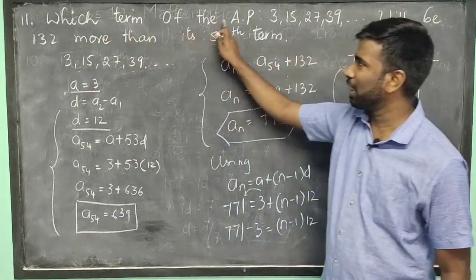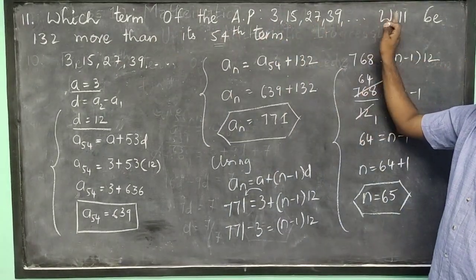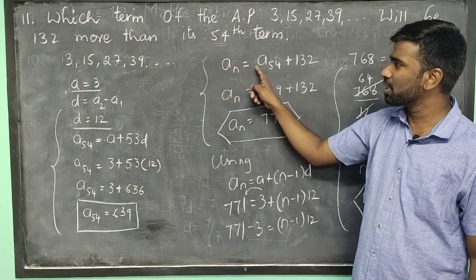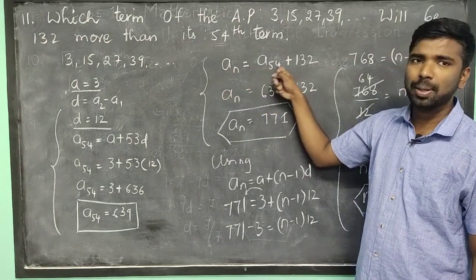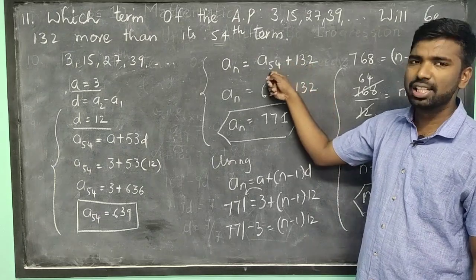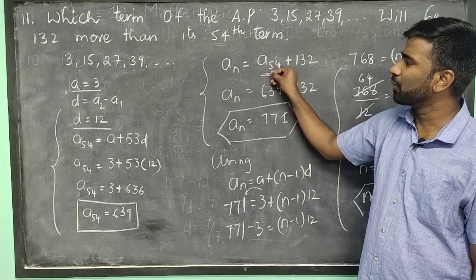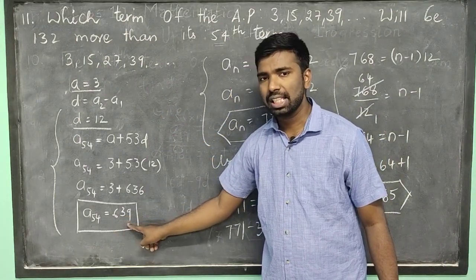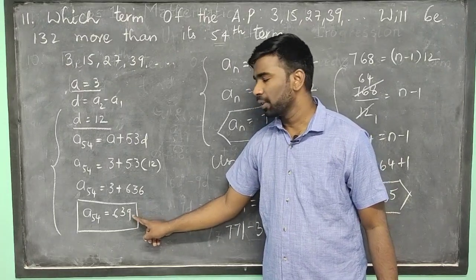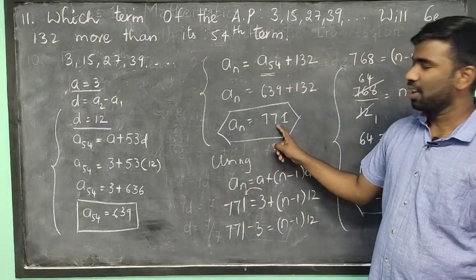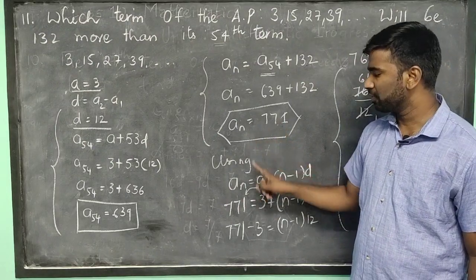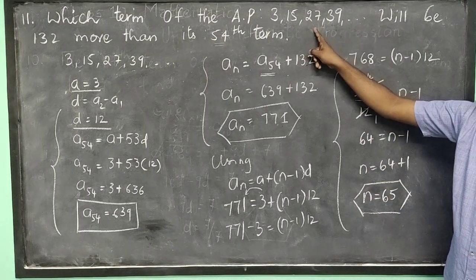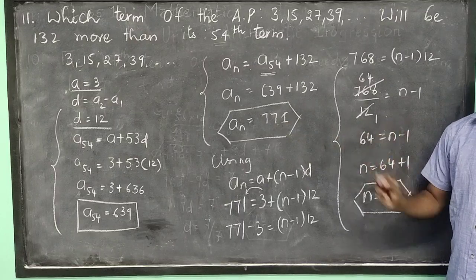Students, let us recap this same problem again. We should find out the value of n of this AP such that it will be 132 more than its 54th term, so that an equals the 54th term plus 132. We should find out the 54th term. By using the given data, we find A54 equals 639. Now add 132 to this 54th term, we get 771. Using this last term an, find out the value of n, we get n equals 65. Try to understand the condition. If you understand the condition, the problem will be simple.